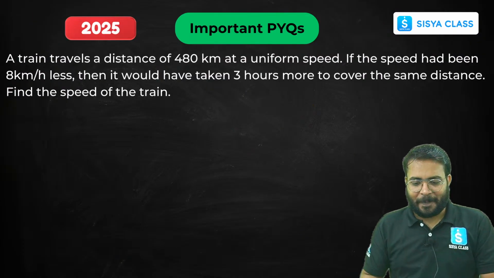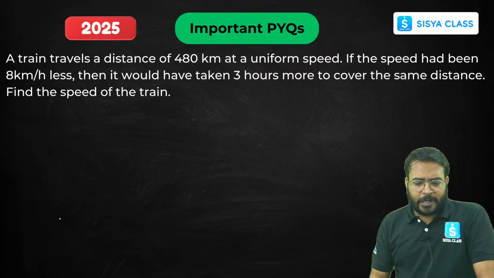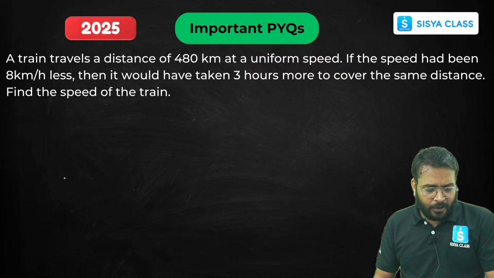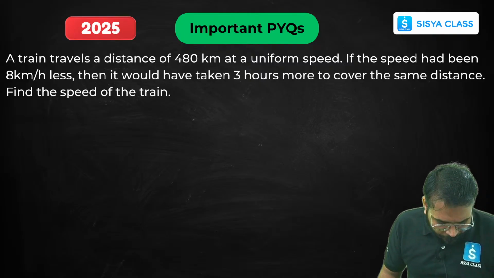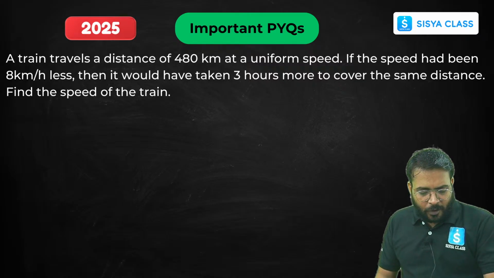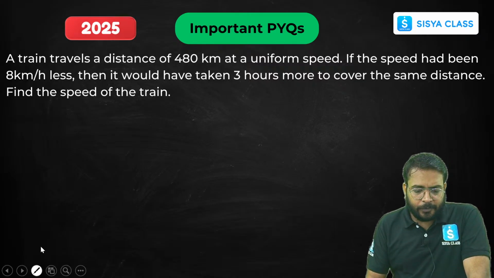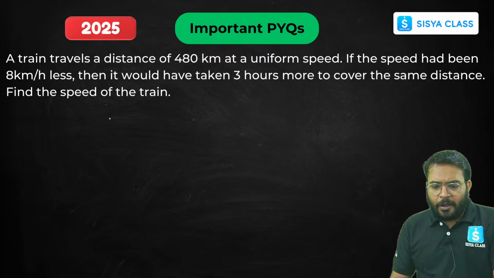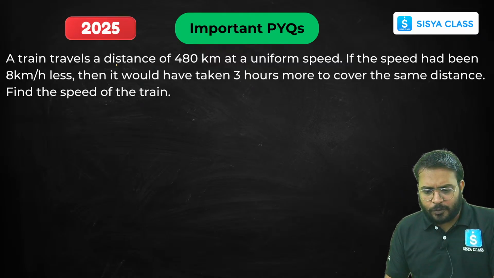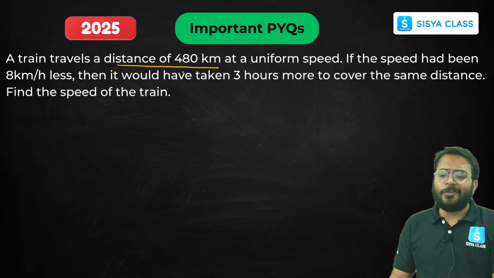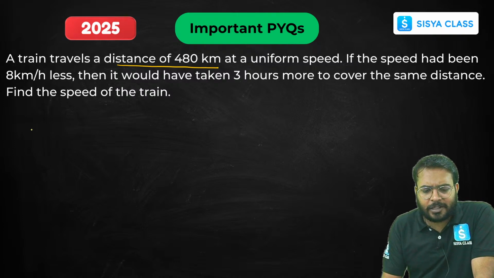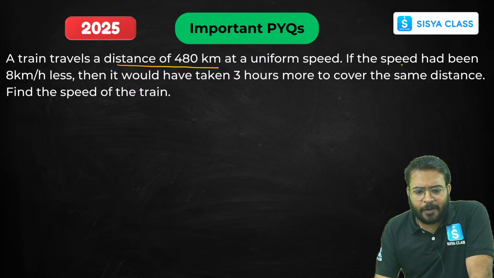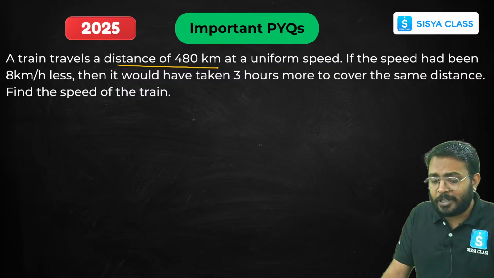Now, this question has been asked in 2025. What have they asked here? There is one train. It is traveling a distance of 480 km at uniform speed. They have not mentioned the speed. Uniform speed means it is moving at the same speed. If the speed had been 8 km per hour less, then it would have taken 3 hours more to cover the same distance. Find the speed of the train.